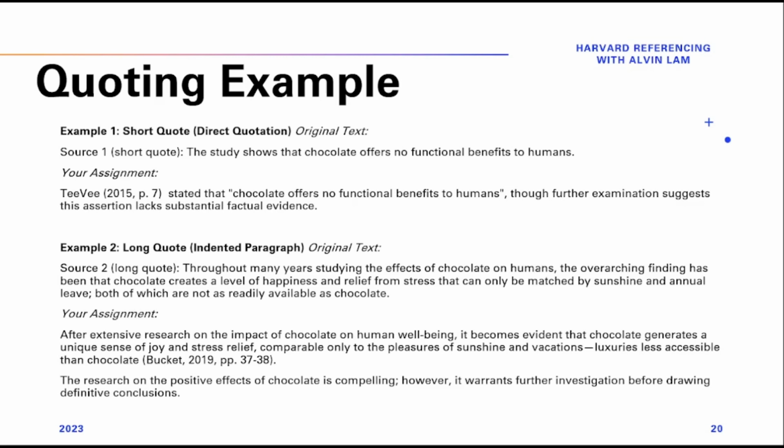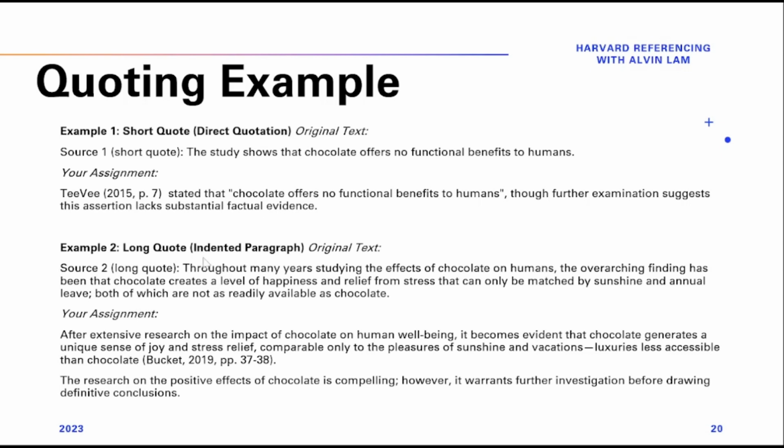Now, in your assignment, this is what you will do. You will cite the author's name. Then we have an open bracket, the year of the paper, 2015, and remember to put a comma here. Followed by p, which stands for page number, and then a full stop, and then 7 is the page number, and then a close bracket. Stated that, and we have a quotation mark before chocolate, and then chocolate offers no functional benefits to humans, and then a quotation mark here. That's how we use a short quote, also known as a direct quote or direct quotation.